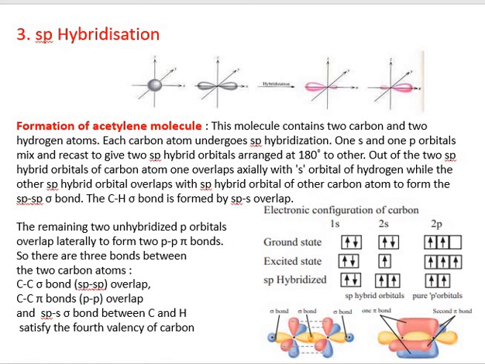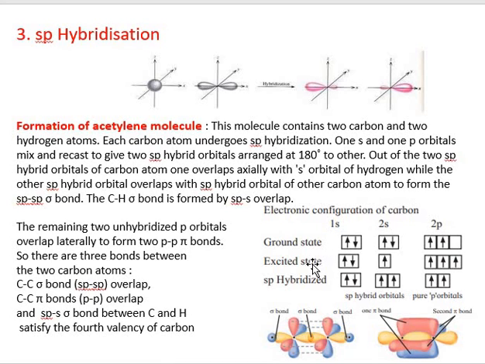Now next, sp hybridization. Like the name is saying, one s and one p orbital will be mixing and we are getting two sp hybrid orbitals. Now we are going to learn the formation of the acetylene molecule. Acetylene means ethyne, C2H2. In this molecule, what will happen? There are two carbon atoms and two hydrogen atoms. Each carbon atom undergoes sp hybridization and gives us two sp hybrid orbitals which are arranging themselves at a 180-degree angle.